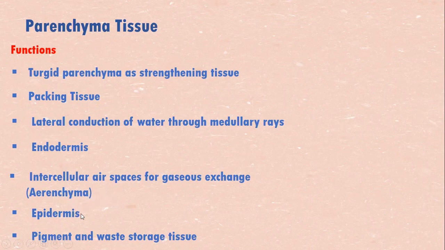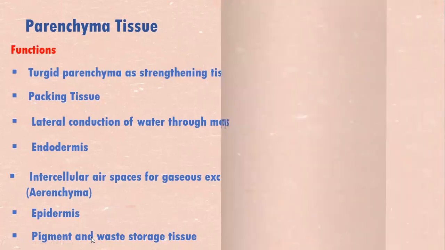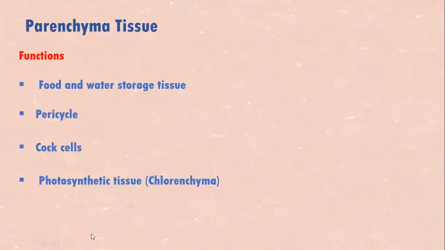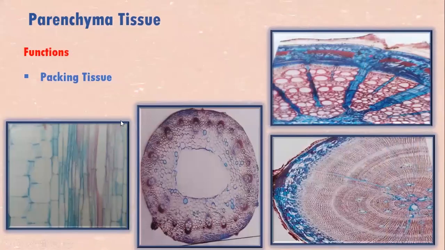Then they also serve as epidermis. They have structures that store waste. The parenchyma cells store food and water. They also serve as pericycle sometimes, and then photosynthetic tissue with chlorophyll to photosynthesize. So, let's look at the packing tissues. Packing tissue means that anywhere there's space to fill, parenchyma cells will fill the place.